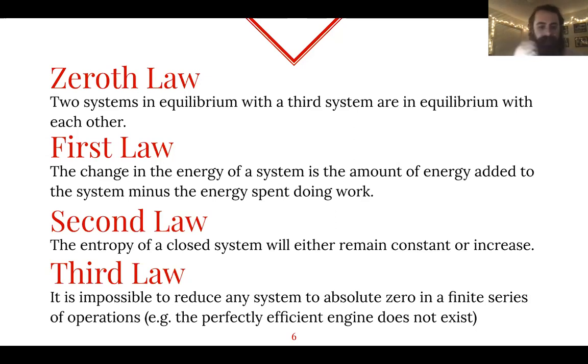And the third law is it's impossible to reduce any system to absolute zero in a finite series of operations. So essentially that's just saying you're never going to be able to reach 0 Kelvin. It's just impossible with the technology we have. And according to thermodynamics, it's impossible to get.